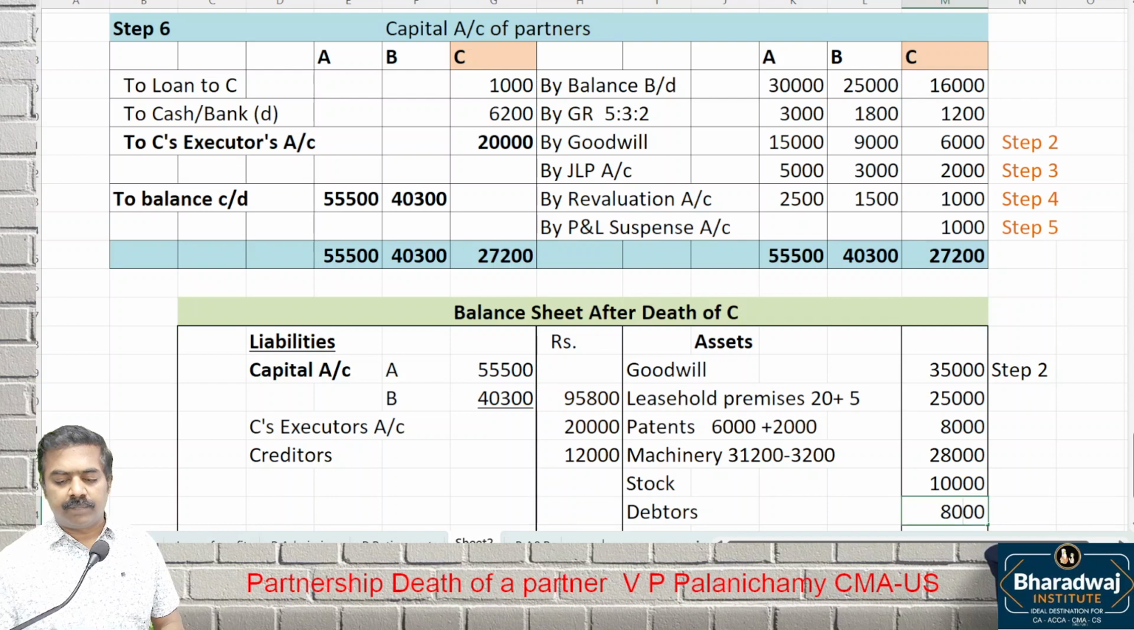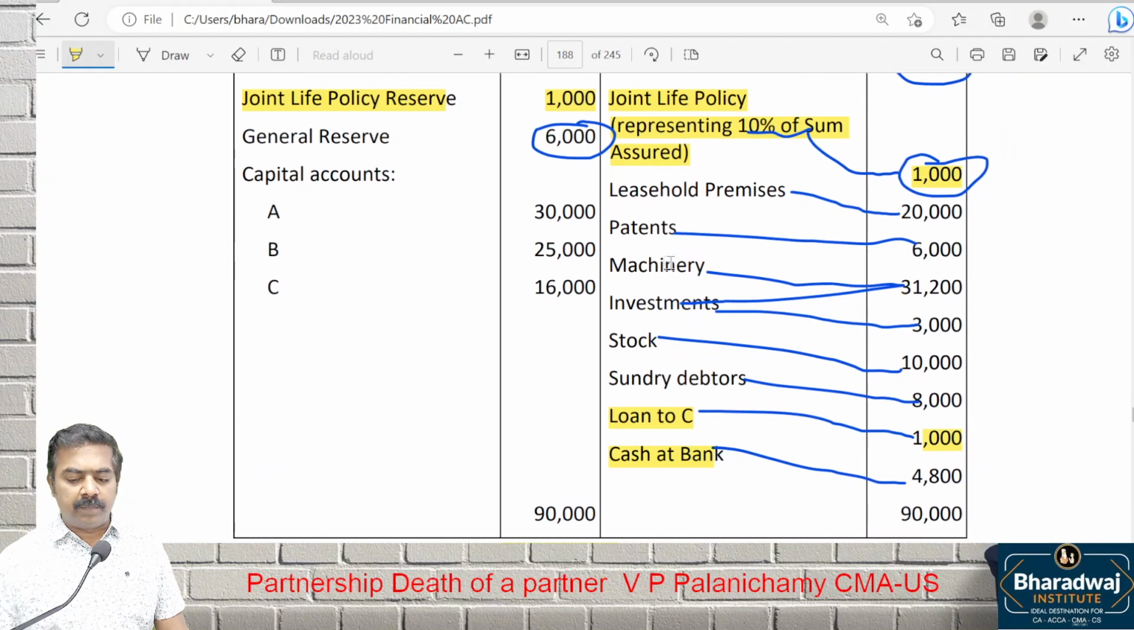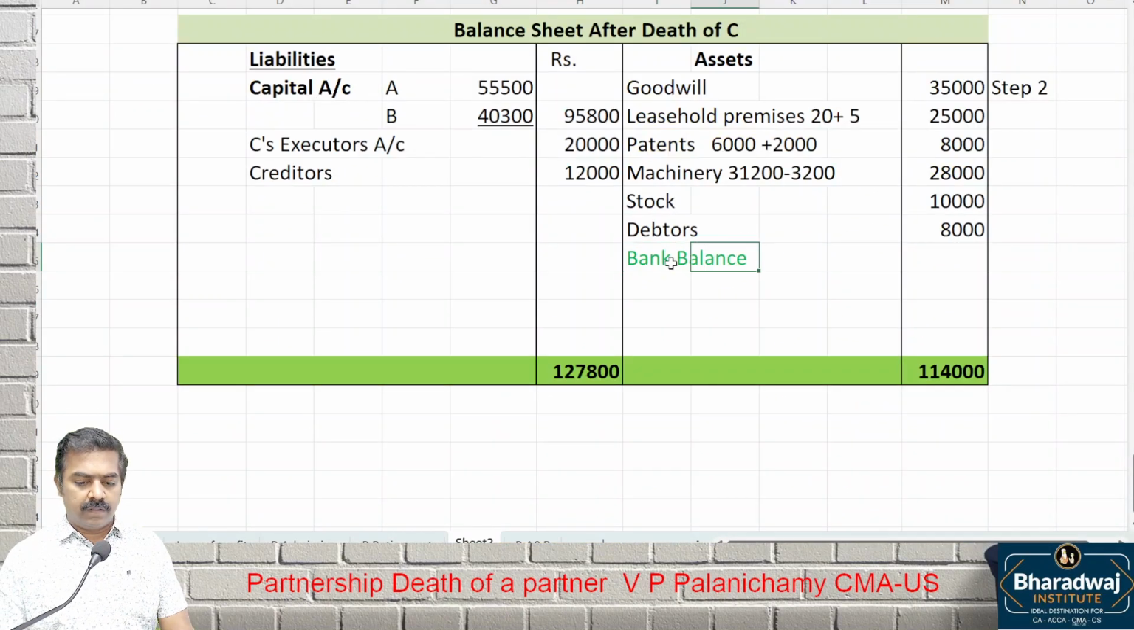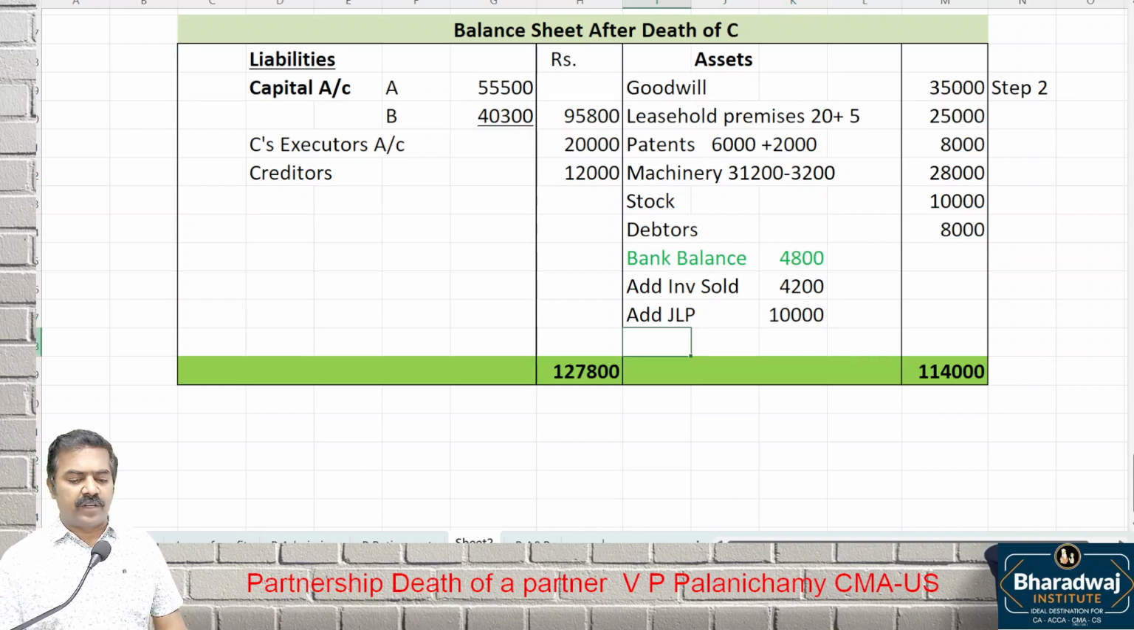Then yes, bank balance will change. Bank balance already 4,800 is there. Add the investment sale. Investment sold for how much? 4,200. Add the JLP we realized. What is the JLP policy value we got? 10,000. Then less paid to C. How much is paid to C? 6,200 is paid to C. Balance will come.